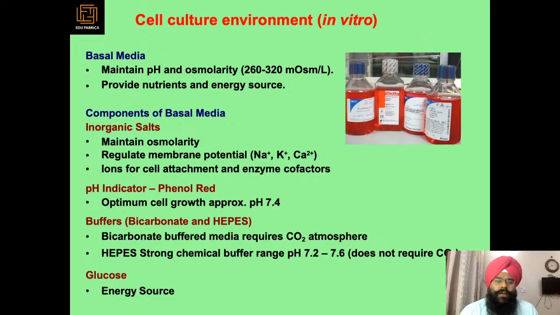Then cell culture environment: basal media maintain pH and osmolarity, provide nutrients and energy source. Components of basal media include inorganic salts, pH indicators, buffers, glucose. So they maintain osmolarity, regulate membrane potential, provide ions for cell attachment, enzyme cofactors. The pH indicator indicates optimum cell growth at approximately pH 7.4, and buffers include bicarbonate. Buffered media requires carbon dioxide atmosphere, HEPES strong chemical buffers like pH 7.2 to 7.6, and glucose is the energy source in that case.